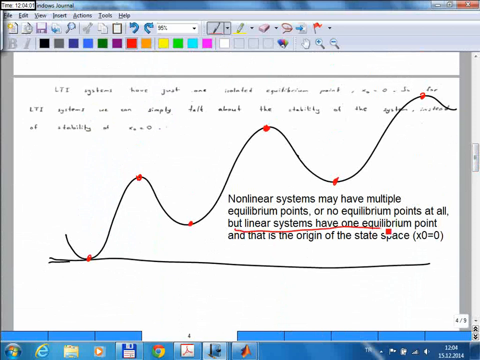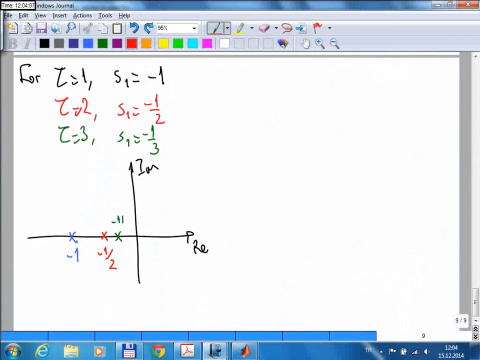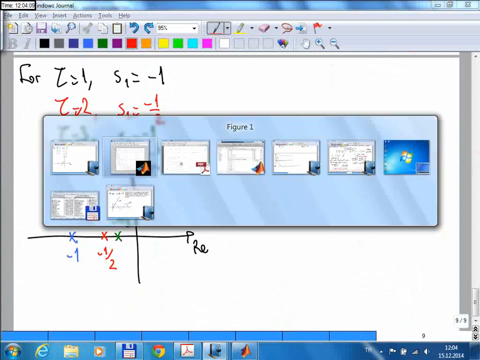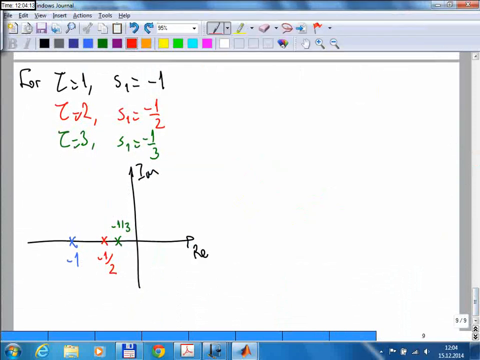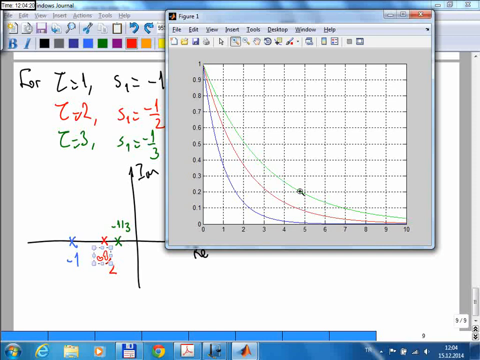Linear systems have one equilibrium point, and that is the original state space. So what we actually saw here is the following. For these three systems, where the pole locations are given here, the system always goes to the equilibrium point. So this means we have a stable system, right? That's the definition of how we define stability.